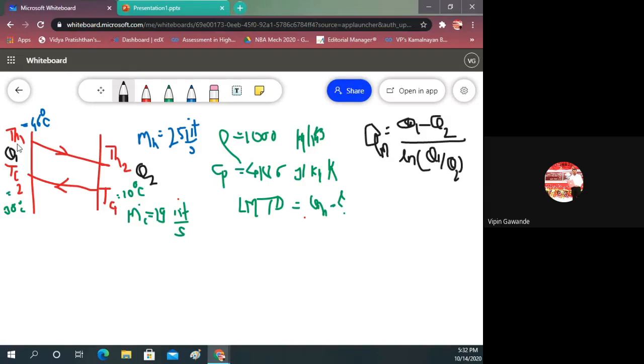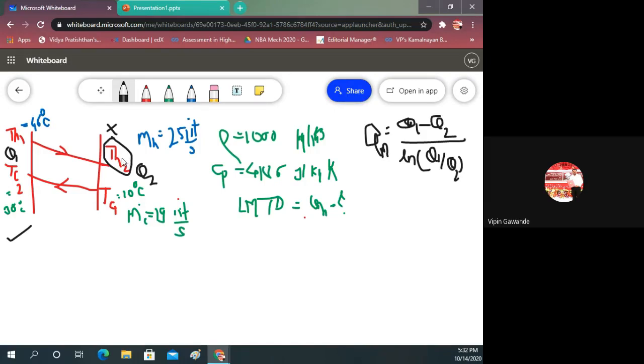And theta 1 is TH1 minus TC2. Theta 1 is known to us, that is given in the problem. But when we are calculating theta 2, TH2 is not known in the problem. So first of all, we have to find out this TH2 value. Now, how to find out this TH2 value?